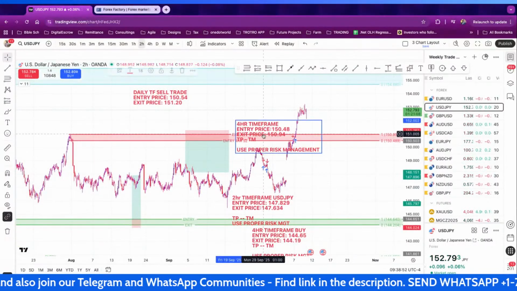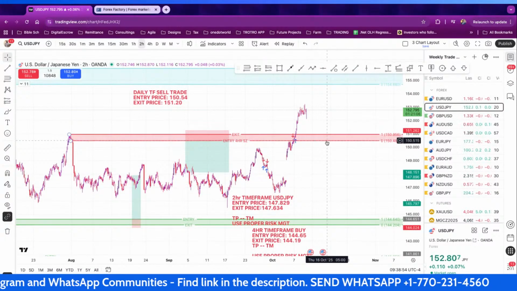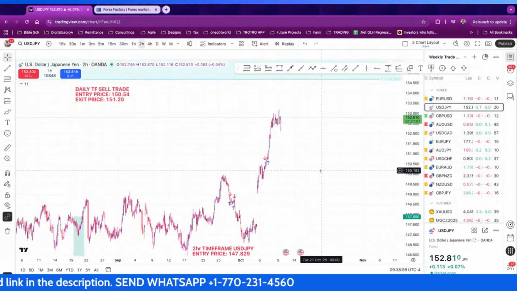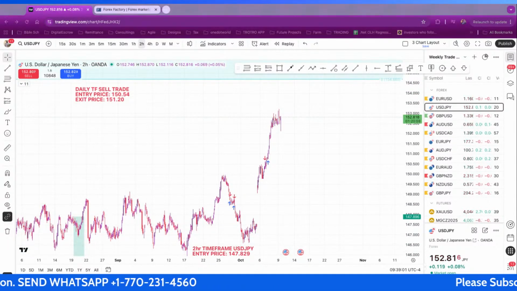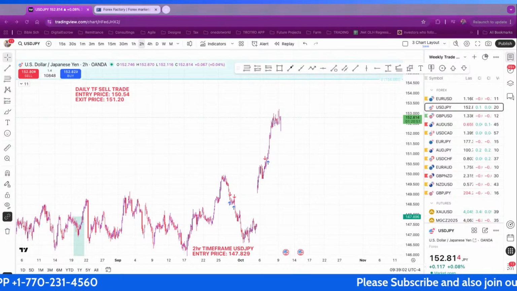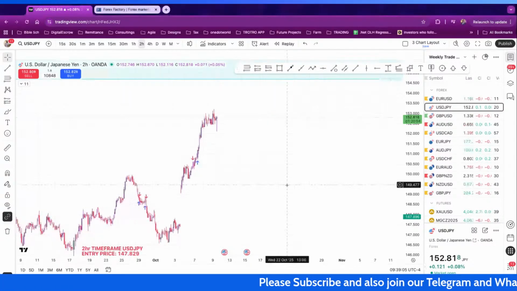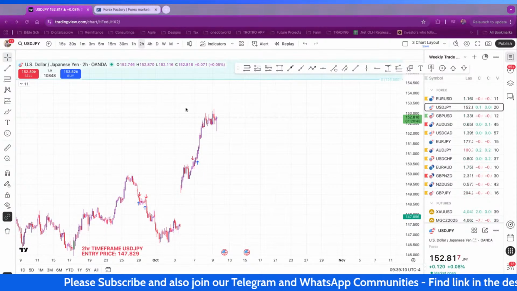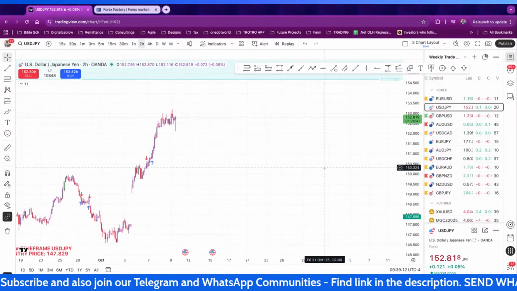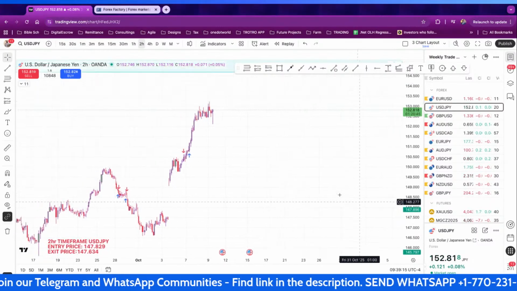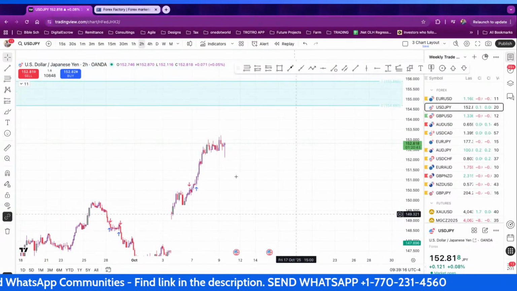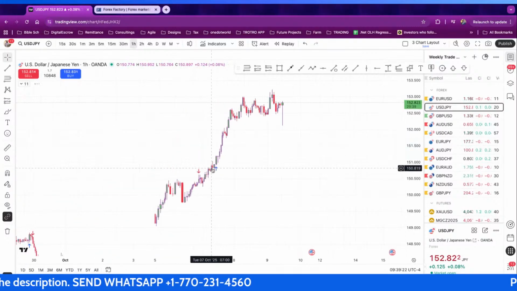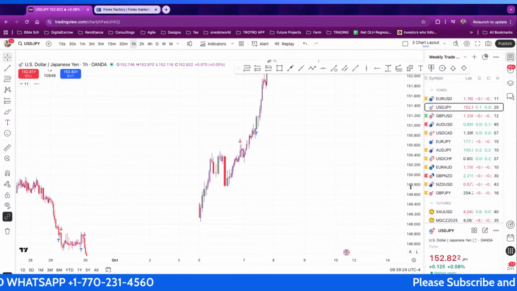So for here, this zone is no longer a valid zone because the market has already rallied through that zone. Let's see what else is still here. For the USD JPY, a demand zone for USD JPY. Let's take a look at this. I see all this major move up here.